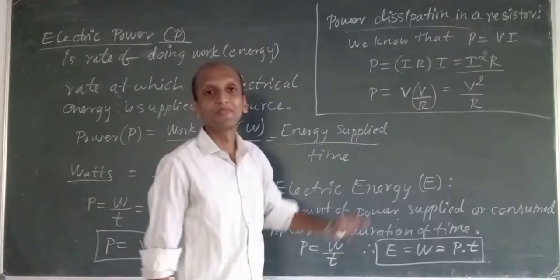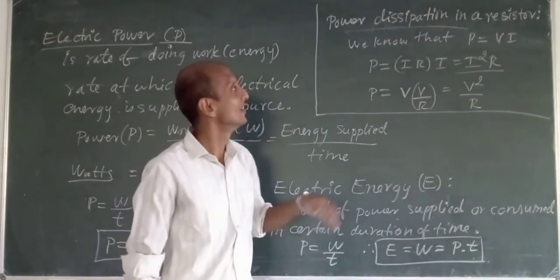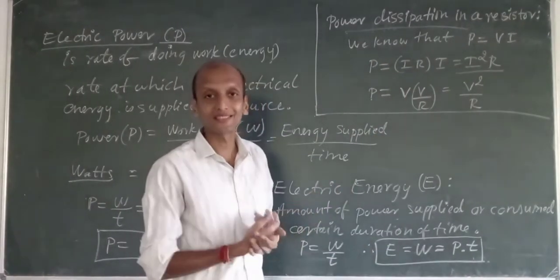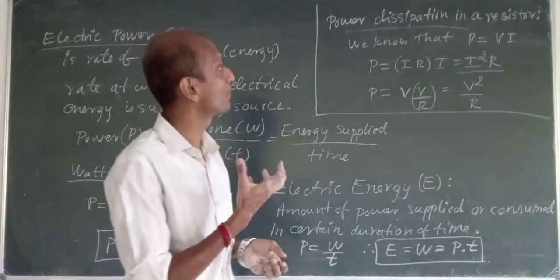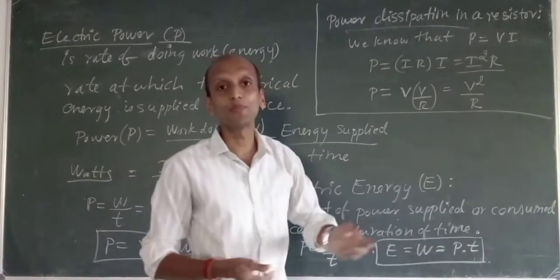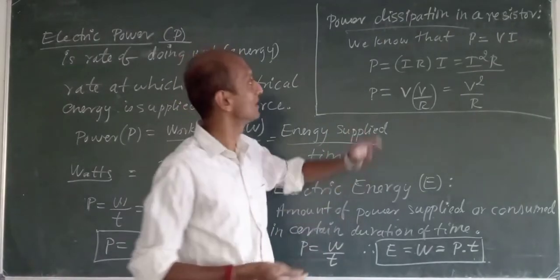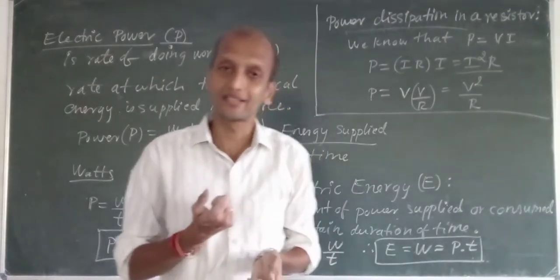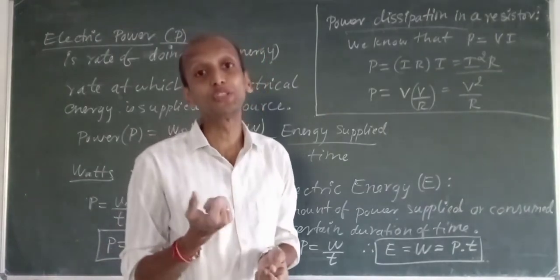Now we'll see power dissipation in a resistor. Power dissipation means power consumed in a resistor. We'll see how much power will be dissipated or consumed in a resistor, and how it is going to happen.